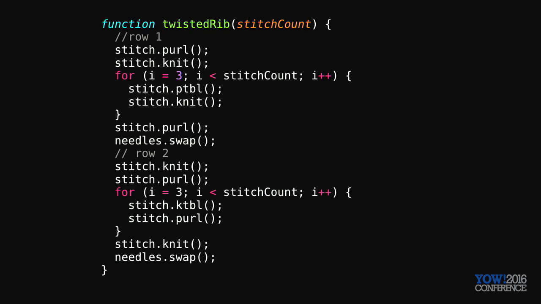look maybe like this. So I've got a function called twisted rib. You'll note that I pass in the appropriate stitch count, so that I can use it in a for loop to stop 1 stitch before the end of the row, do a final knit or purl before swapping the needles. And I'd invoke it by calling that function wherever needed.